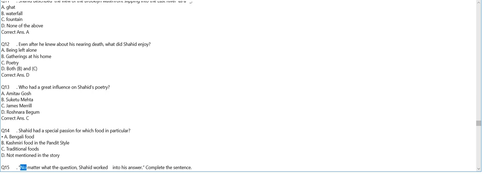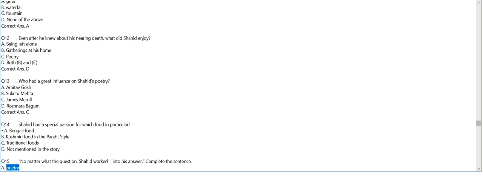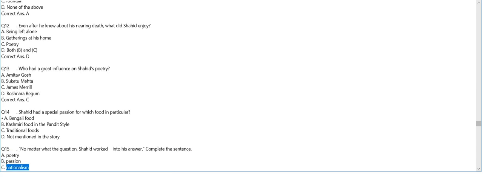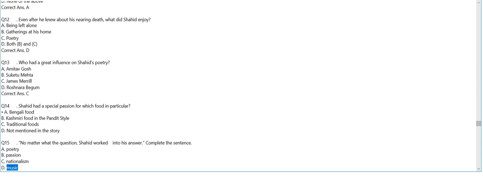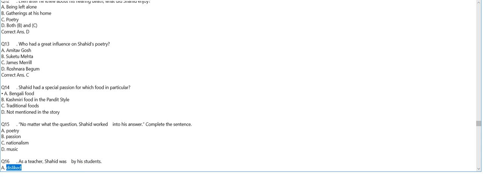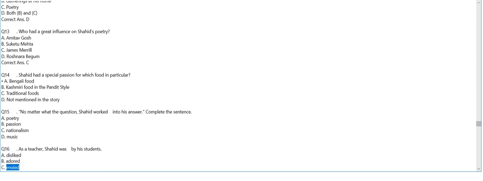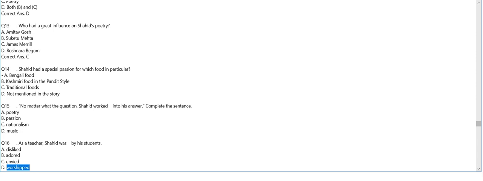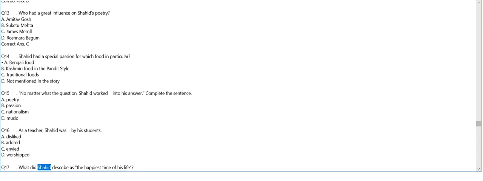Q15. No matter what the question, Shahid worked into his answer. Complete the sentence. A. Poetry. B. Passion. C. Nationalism. D. Music. Q16. As a teacher, Shahid was by his students. A. Disliked. B. Adored. C. Envied. D. Worshipped. Q17. What did Shahid describe as the happiest time of his life?